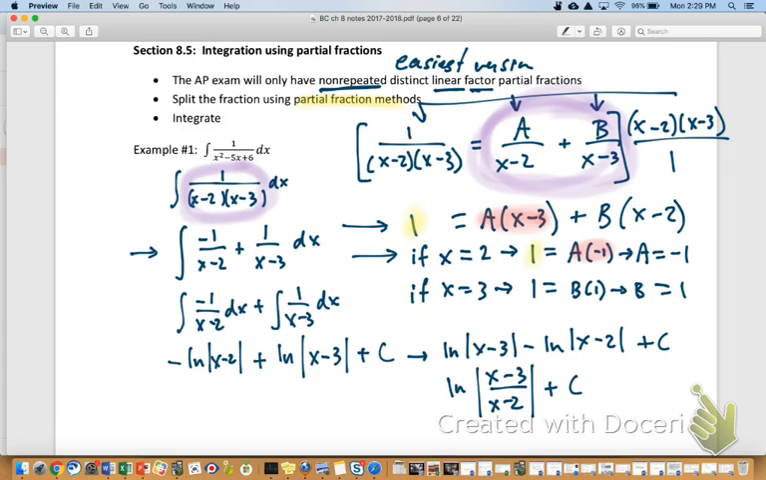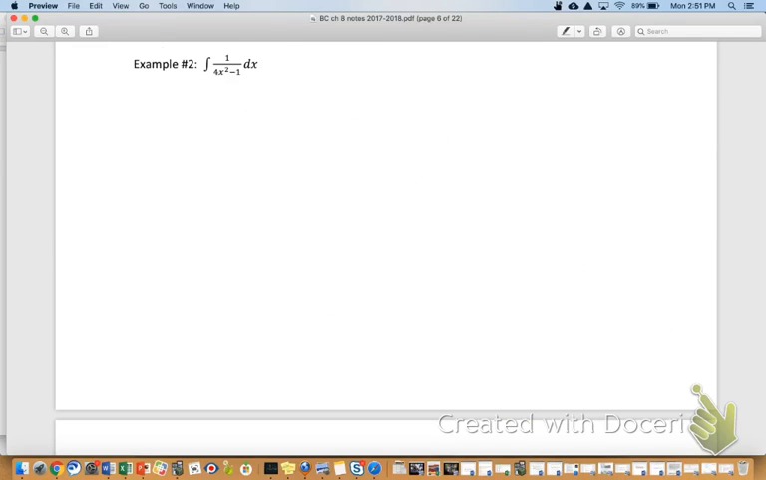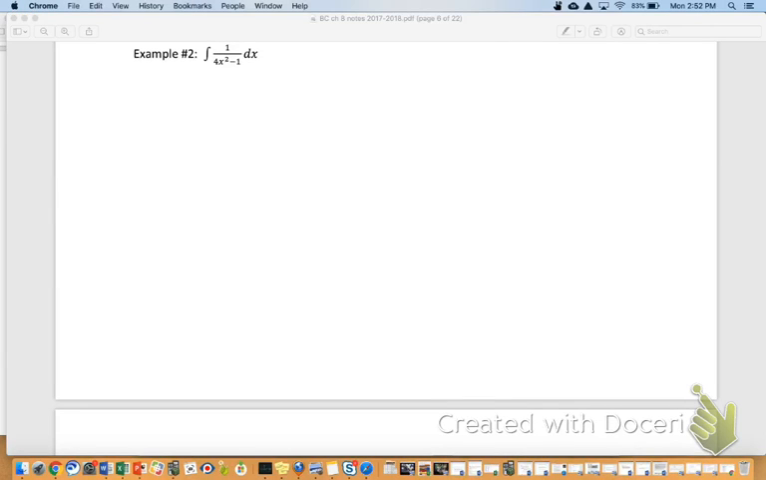There we go. Okay, so very similar to what we just did. Please try this one. I'm going to put the factoring up there just to make sure we're all on the same page with that. So it should be good.